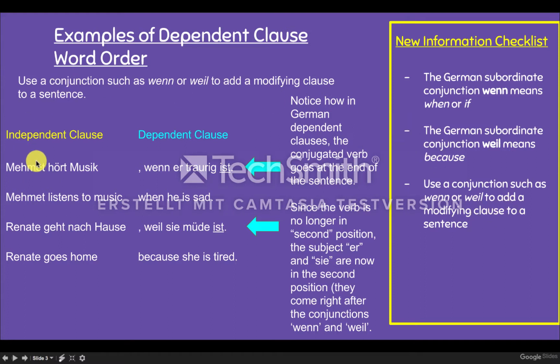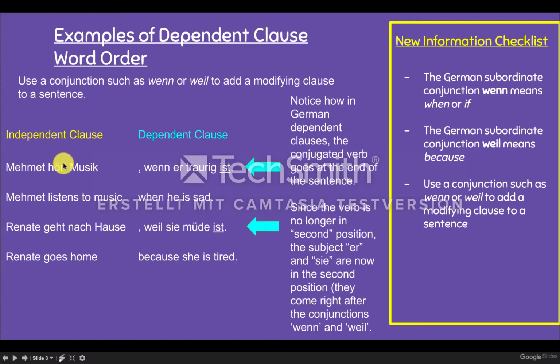So far, we know how to create simple sentences, such as Mehmet hört Musik. Again, Mehmet hört Musik. Mehmet listens to music. Now we want to add an additional layer, and that layer is when he is sad, he listens to music. So Mehmet hört Musik, wenn er traurig ist.